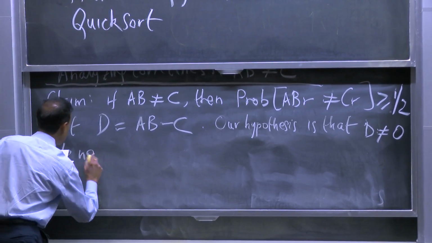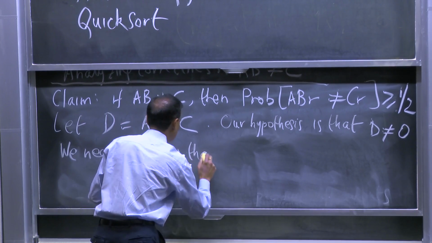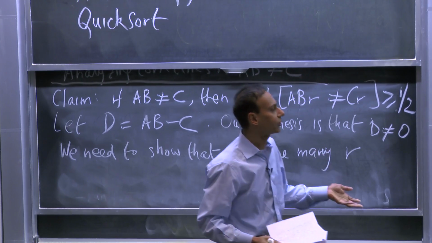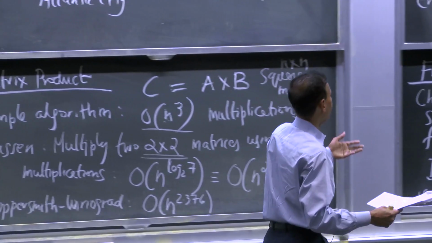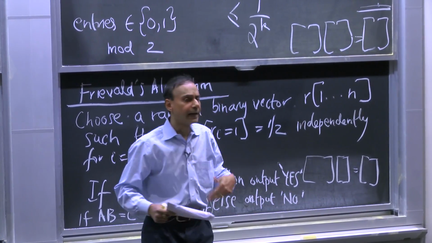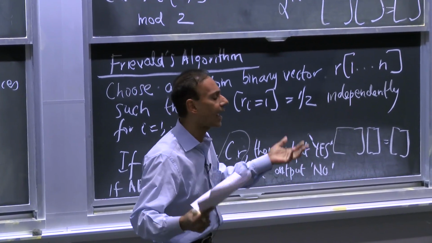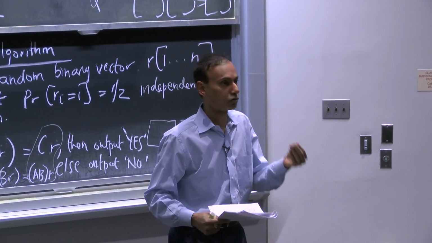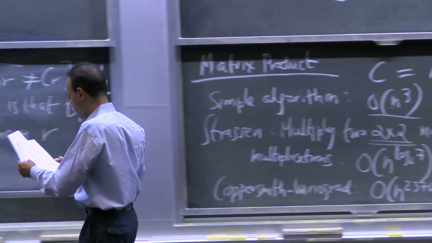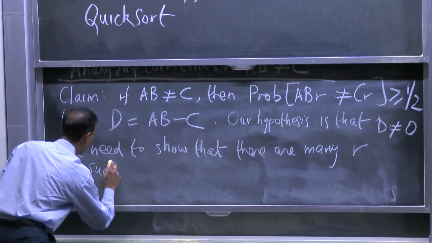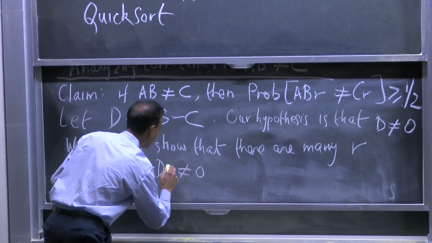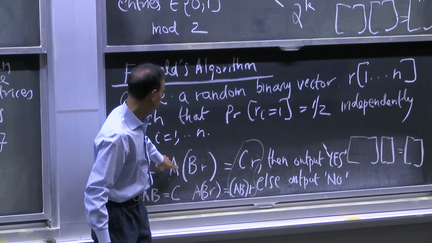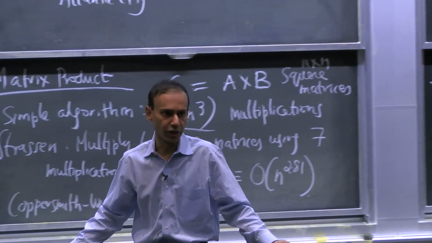And so now what we need to do is show that there are many R. It's a binary vector of length n, so you can think about 2 raised to n possibilities with respect to R. And what we really want to show is that a large fraction, more than half of the R's, are going to discover that the matrices were multiplied incorrectly. So we want to show that there are many R's such that DR is not equal to 0. Because if DR is not equal to 0, then you're going to discover that ABR is not equal to CR. So if ABR is not equal to CR, that's identical to saying that DR is not equal to 0. That makes sense?